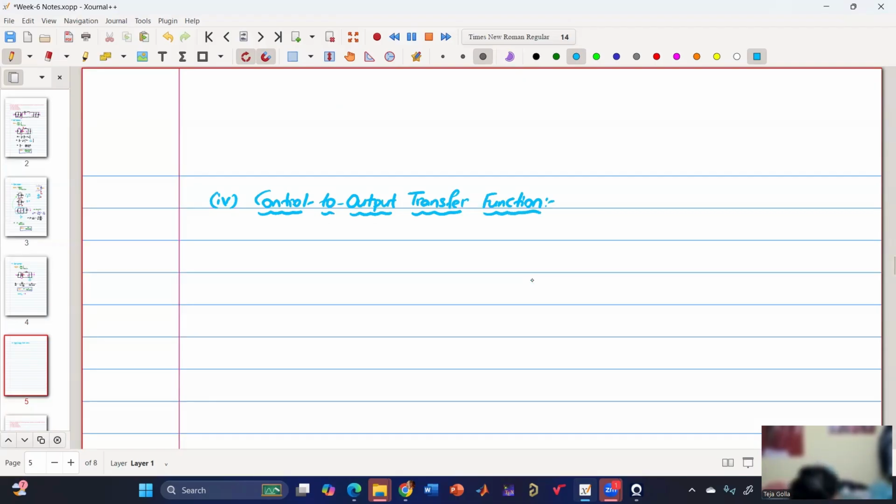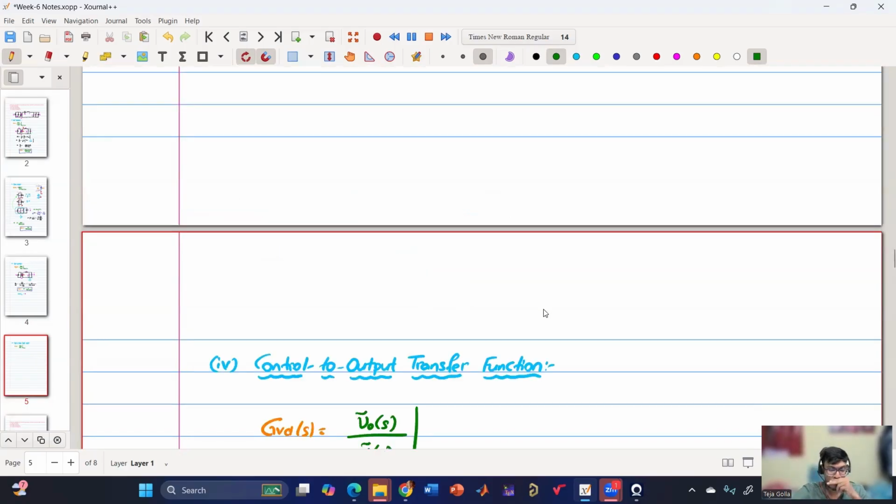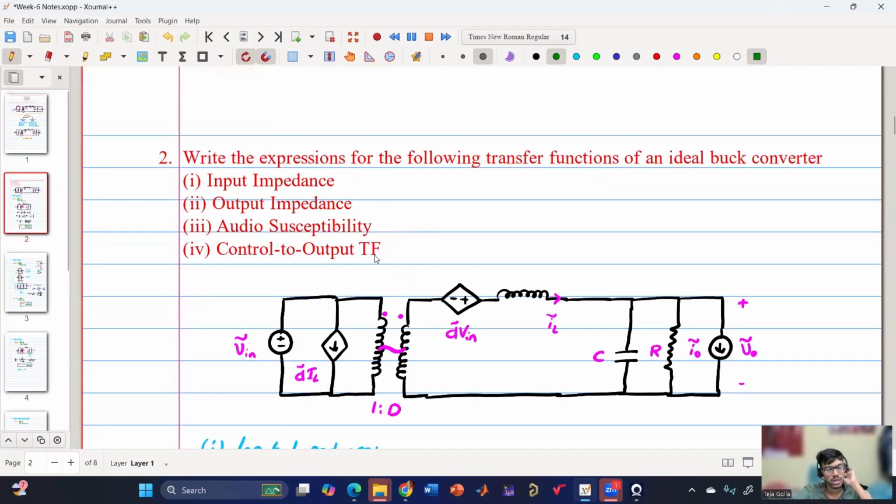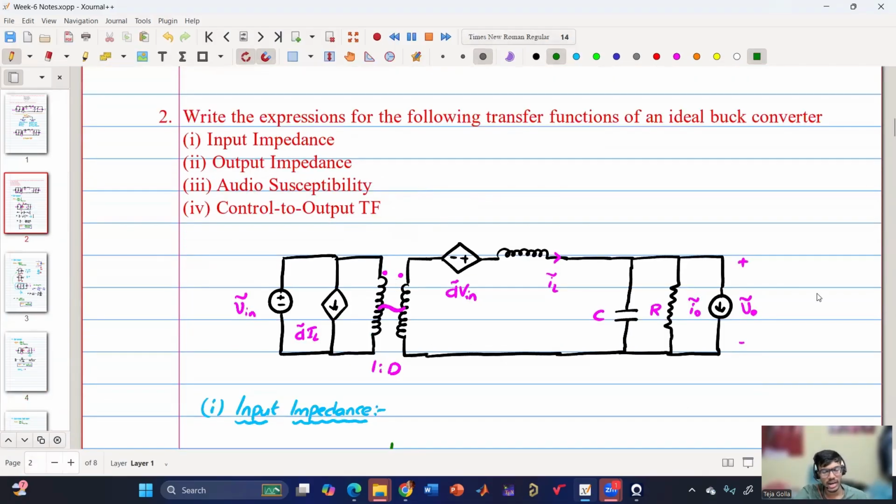So we have GVD of S equal to V naught tilde of S by D tilde of S, when V in tilde is zero as well as I naught tilde is zero. Okay, so let us go back to the original diagram. V in tilde is zero and I naught tilde is zero. So first of all, I naught is gone and D tilde is not zero. So which term will be zero?